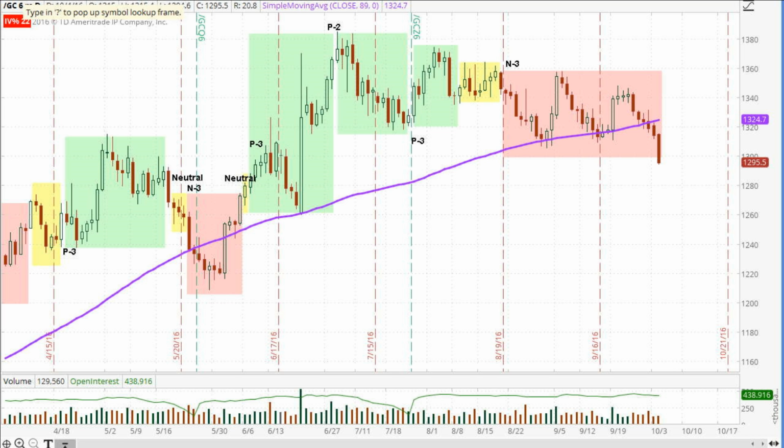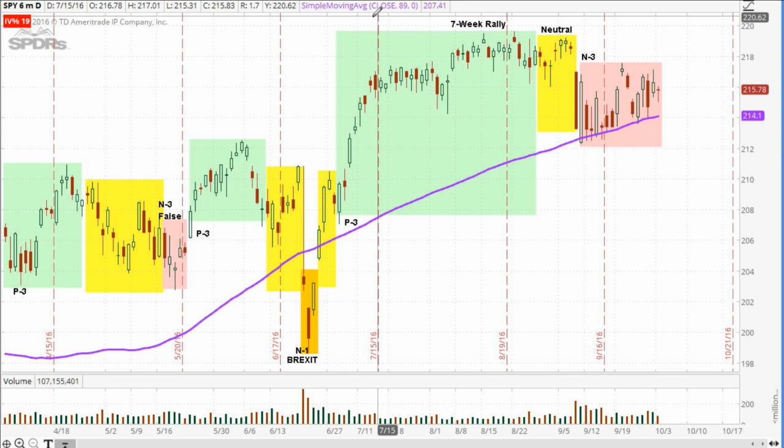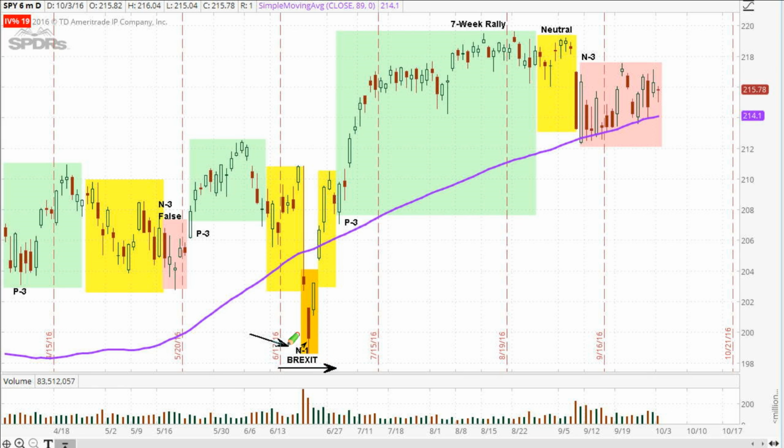Now this was really choppy right around the Brexit period right over here, but note that when the Brexit hit here, it gave you the termination of the downside on the very oversold reading. In other words, it's negative, but it's so oversold that it's highly likely it's going to reverse to the upside. And right over here, you get your P3 reading, and then you get a 7-week rally right in here.